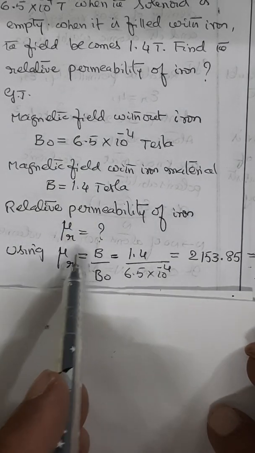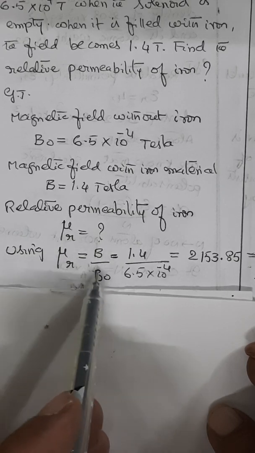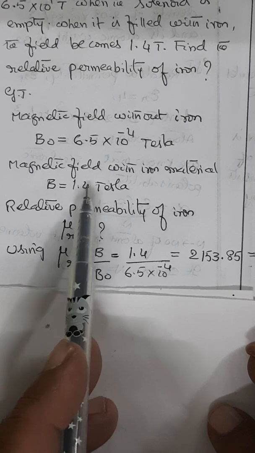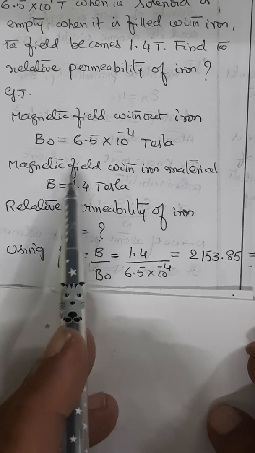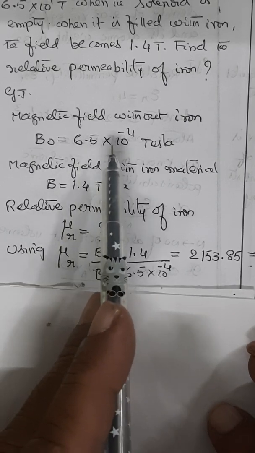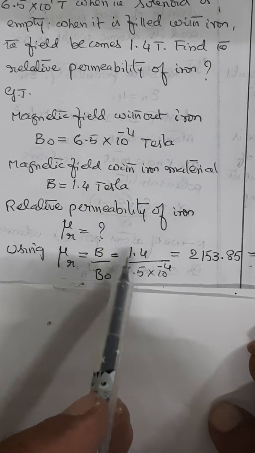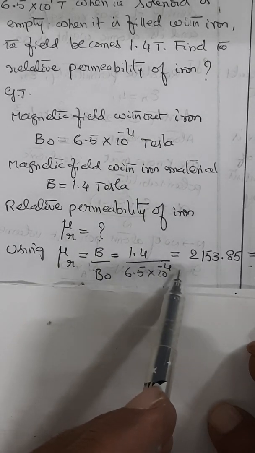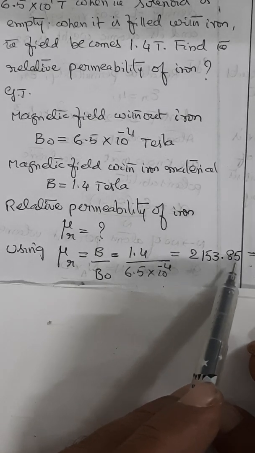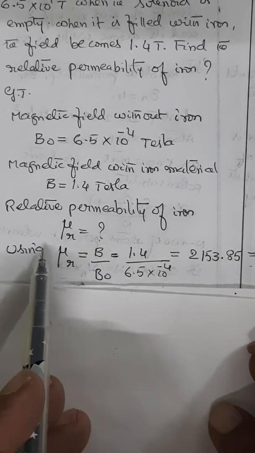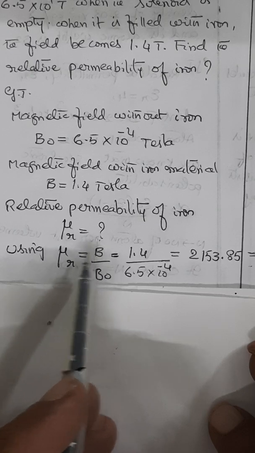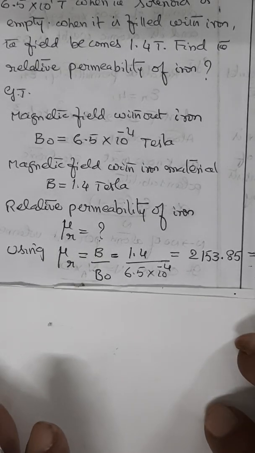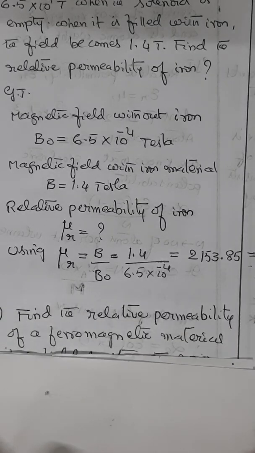So using the relation mu r is equal to B by B naught, we will substitute the value of B and B naught respectively. So it will become 1.4 by 6.5 into 10 power minus 4 Tesla. So when you simplify, relative permeability will be 2153.85. Being a ratio, it doesn't contain any unit at all. So this is the answer for this question. Let us look at another question.